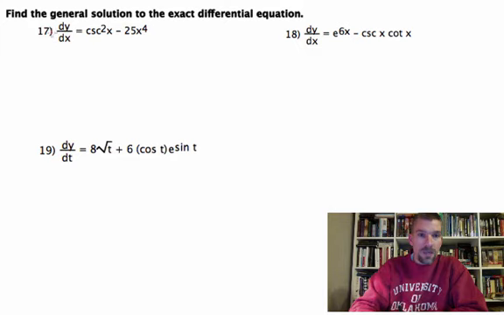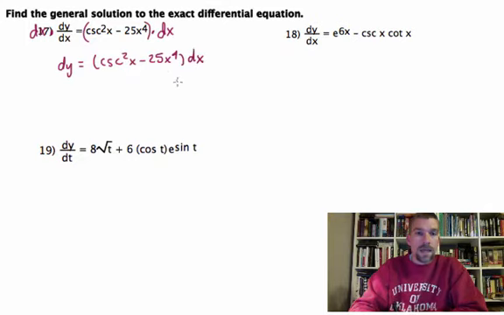The first step on that journey is to multiply both sides by dx. And remember, when you multiply both sides by dx, you're multiplying everything on left and right by dx. That gives us dy equals cosecant squared x minus 25x to the fourth dx. And then integrate both sides. These are the steps that you're going to take. You're going to integrate both sides.